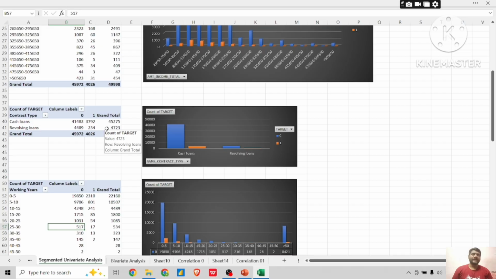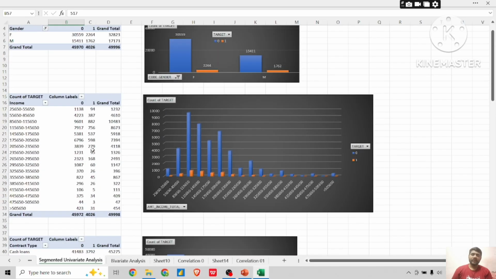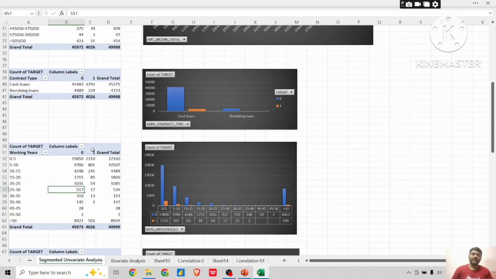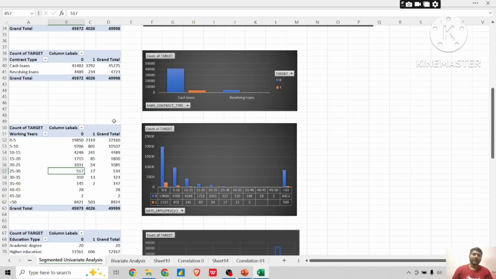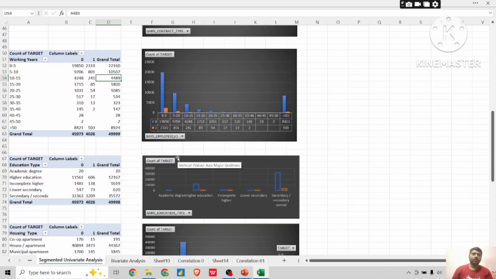Working years versus target: default rates are higher in 0 to 5 years of employment, indicating instability or early career risk. Risk steadily reduces with experience, especially beyond 10 years. Very long tenures have very low default rates. Employment duration is a strong indicator: fewer working years mean higher default risk.